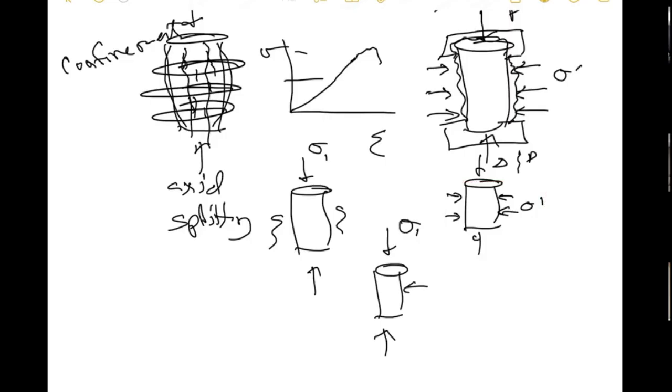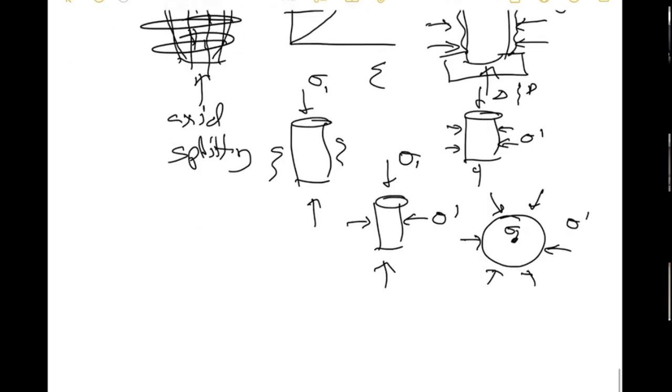And then you have all around sigma prime. If you look down the cylinder, it's got this sigma prime, right? And looking straight down is sigma 1. It's a different loading condition. It's confined. And when rock is confined, it's stronger.